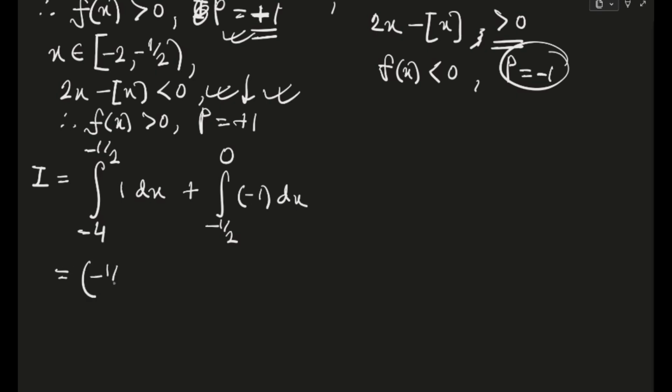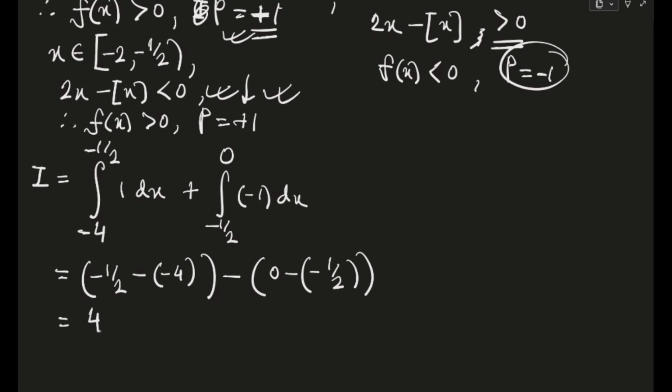This thing is, I guess, coming out to be minus half, like x, and the limits. So minus half of minus 4, minus half minus 4, minus this will be 0 minus of minus half. So let's evaluate this. I guess this will be plus 4 and minus half and another minus half, plus minus. So minus half times 2, which is minus 1. So your final answer for this question will be 3.